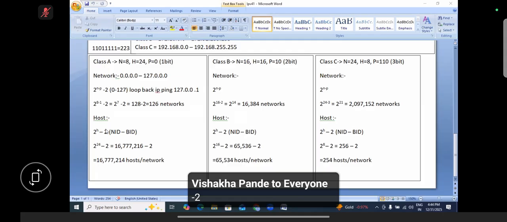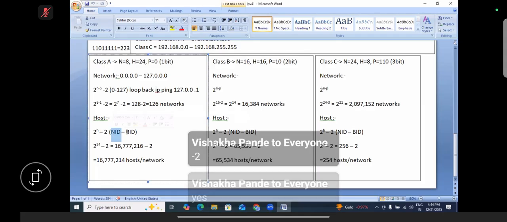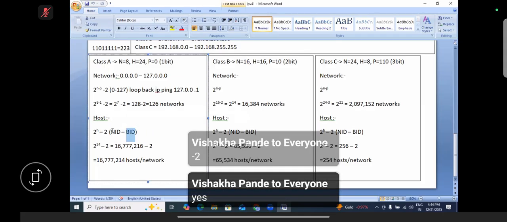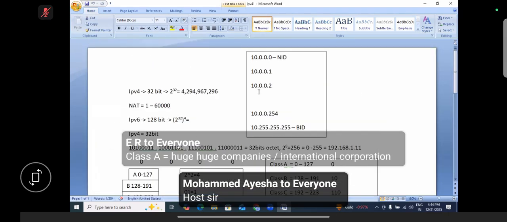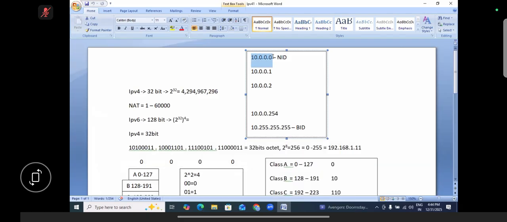This minus 2 is a network ID and broadcast ID. What is network ID? If you go to class A IP address, class A range, it will start from 10, right? So 10.0.0.0, this is a network ID. How do you get the network ID? All the host bits, if they become 0, that is the network ID. All the host bits, if they become ones, meaning 255, that is the broadcast ID. So network ID, we are not going to assign to a host, and broadcast ID, we are not going to assign to a host.